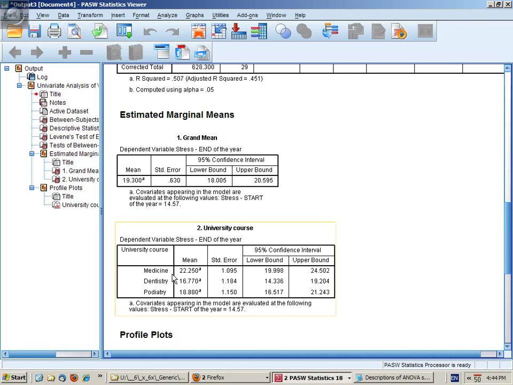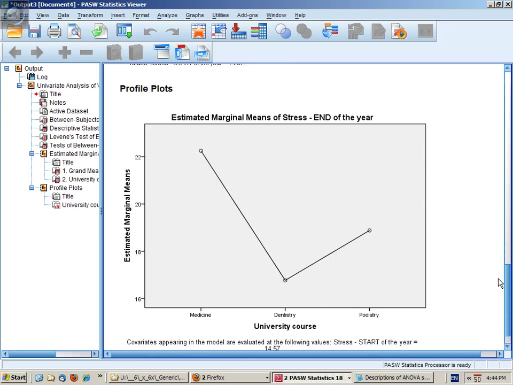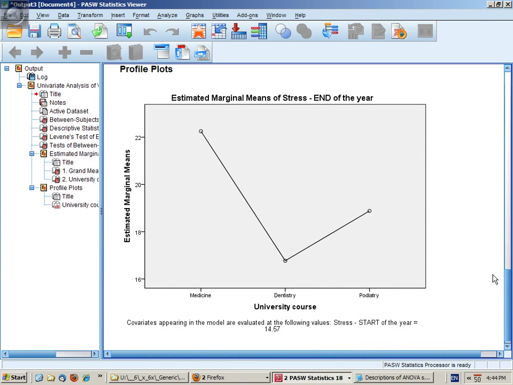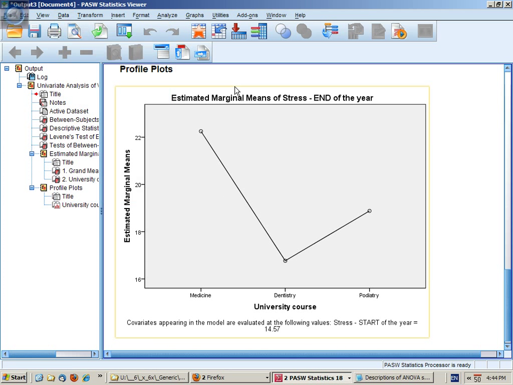Now these means down here are adjusted, so the earlier ones were not adjusted. These have been adjusted according to the covariate. So medicine appears to be more stressful than podiatry, which is more stressful than dentistry. We can examine the plots which reveal that situation. Now to analyze the pairwise effects, we would have to add them into the analysis. In addition, there are some assumptions, particularly homogeneity of regression slopes, which we haven't yet examined.